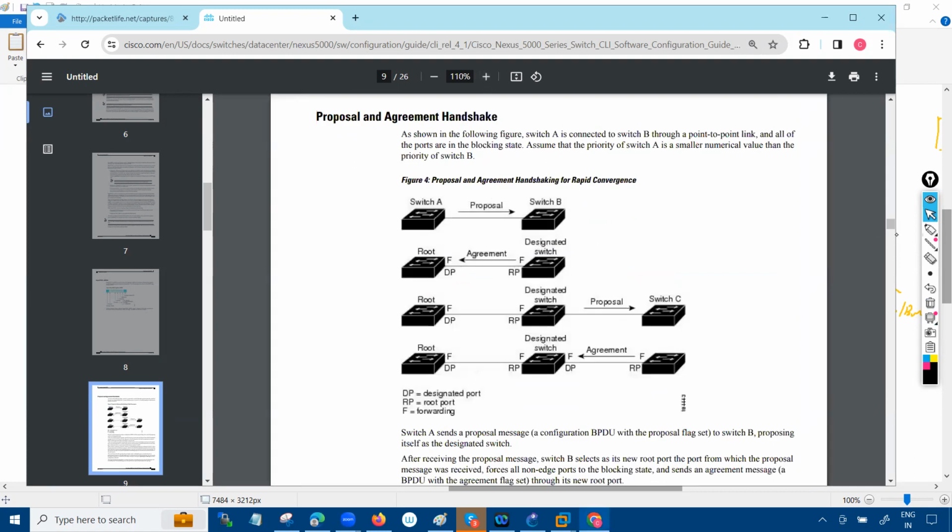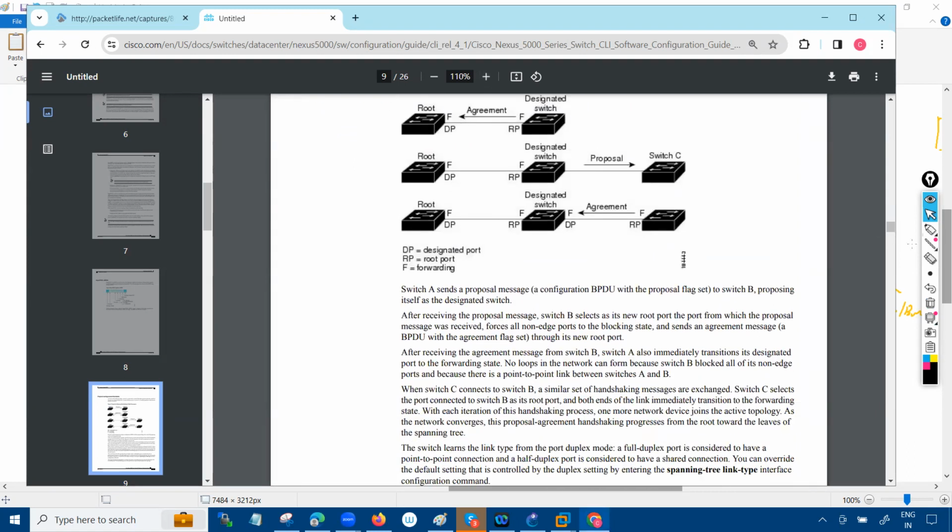So if you read this line, switch A sends a proposal message to switch B, with the configuration review. This is just a flag set, proposing that it is the designated switch. Once switch B receives the proposal message, it elects the new root port, and all the non-edge ports will go into the blocking state.